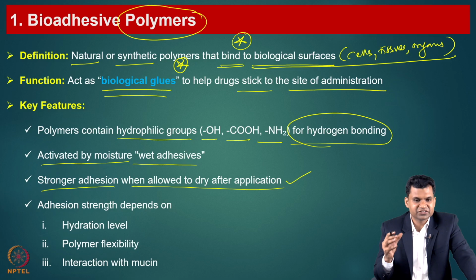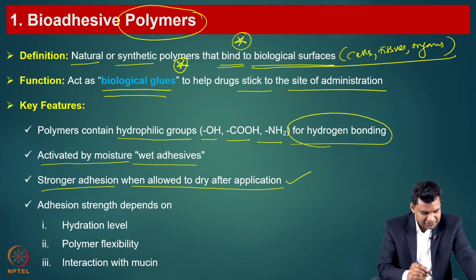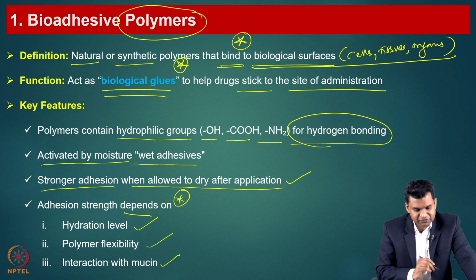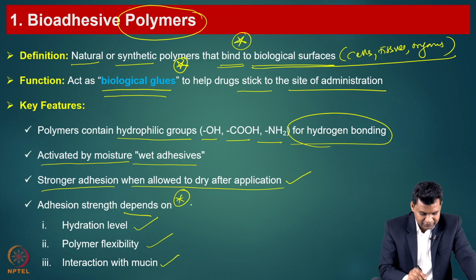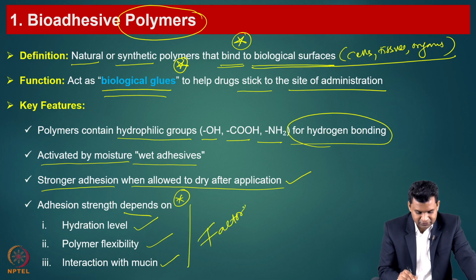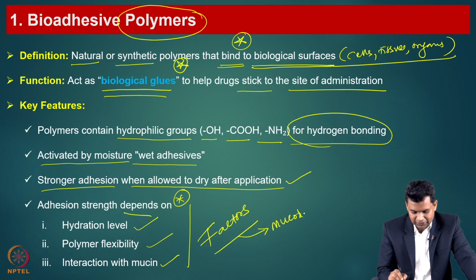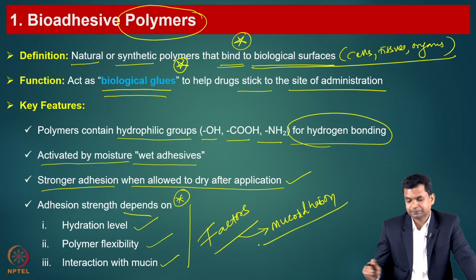So, strong adhesion is very, very important, and this adhesion strength depends on three things: hydration level, polymer flexibility, and interaction with the mucin. We are going to discuss the factors which influence mucoadhesion, and there we will discuss all of these factors.